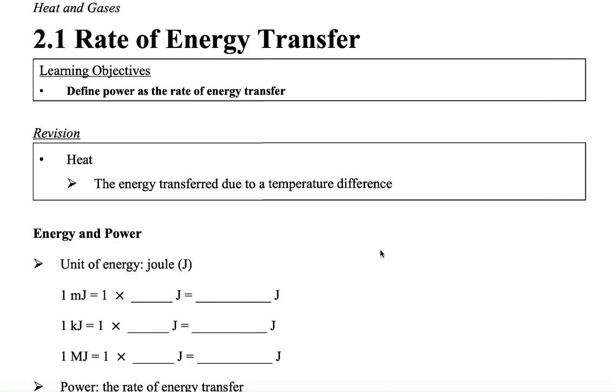Hey students, today we are going to talk about the rate of energy transfer in the section of heat and gases. The learning objective for this chapter is to define power as the rate of energy transfer. We have talked about the ways of heat transfer such as convection, conduction, and radiation in the previous chapter. And now let's talk about how fast energy is transferred from one to another, which is the power.